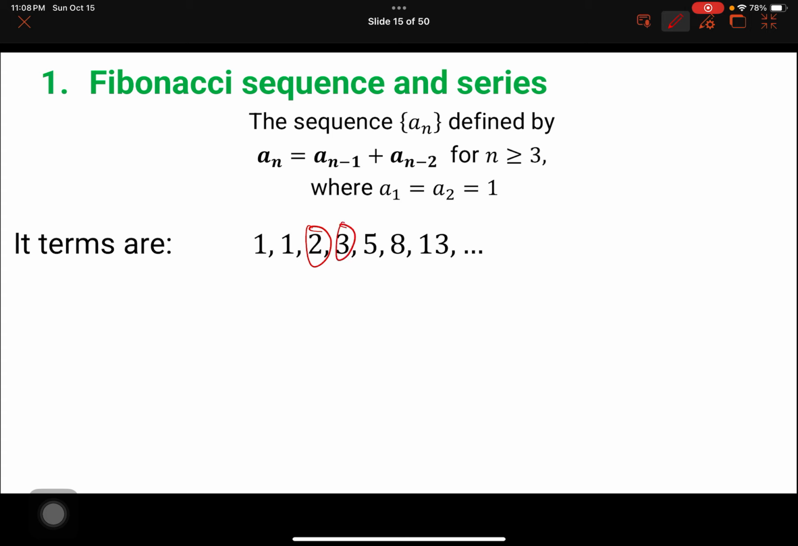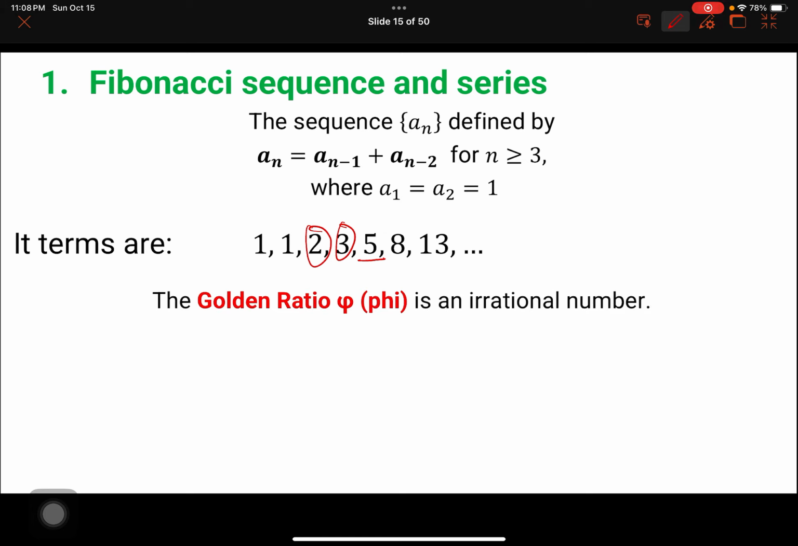Then 2 plus 3 is equal to 5. Then 3 plus 5, di ba, is equal to 8. And so on. And in your future studies, you will discuss about the golden ratio, or equal siya sa phi. It is an irrational number.